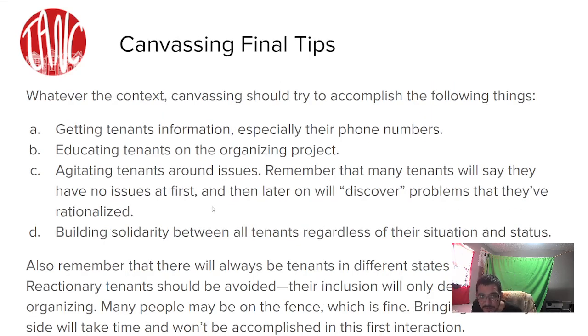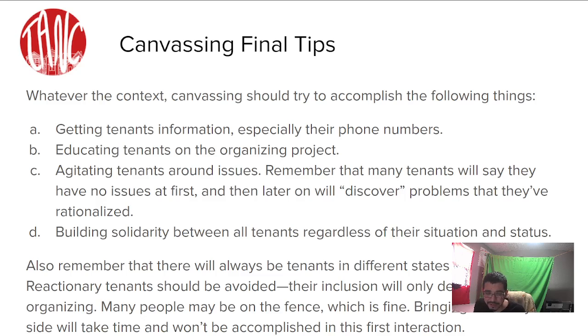Canvassing final tips. Whatever the context, canvassing should try to accomplish the following things. A. Getting tenants' information, especially their phone numbers. B. Educating tenants on the organizing project. C. Agitating tenants around issues. Remember that many tenants will say they have no issues at first and then later on will discover problems that they've rationalized. D. Building solidarity between all tenants regardless of the situation and status.